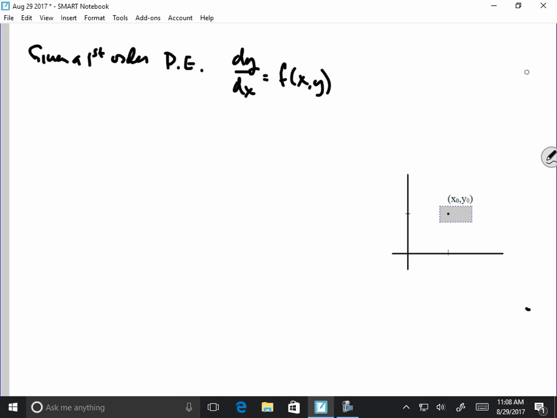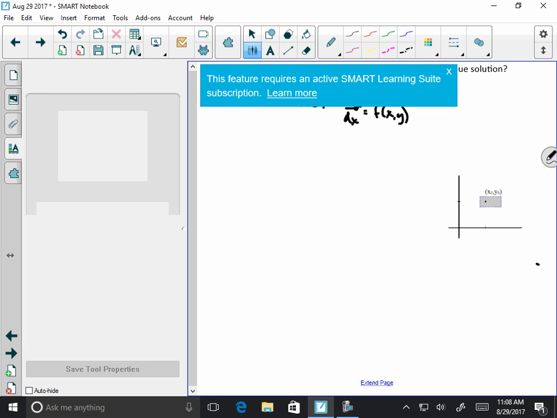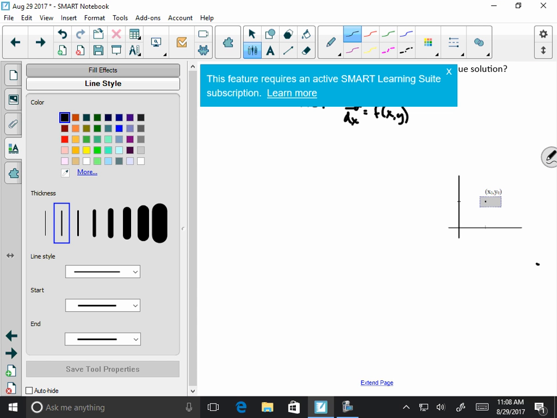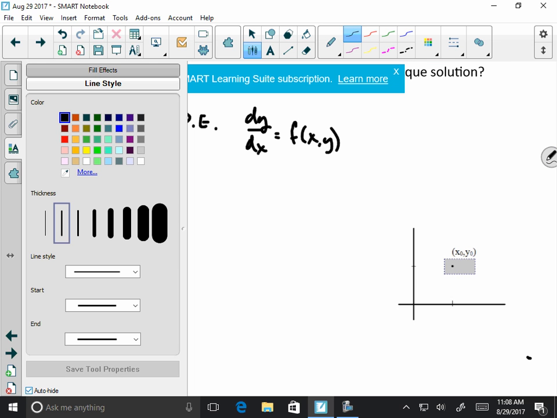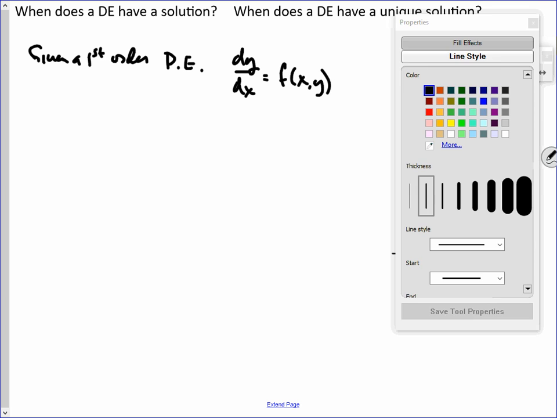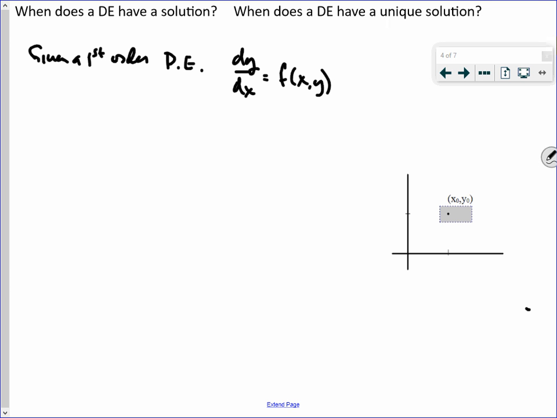I'm going to sharpen my pencil again. I don't know why it won't stay that way. We'd like to, okay, we're going to try to answer the question of when does it, oh, pages backwards. Here we go, yeah.